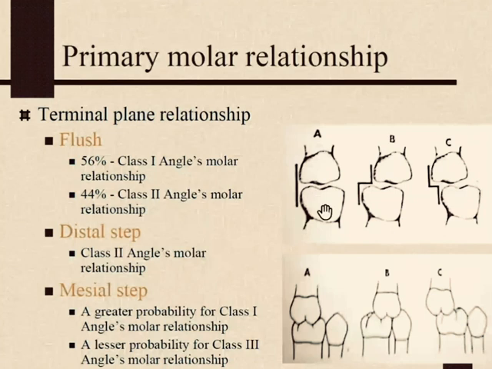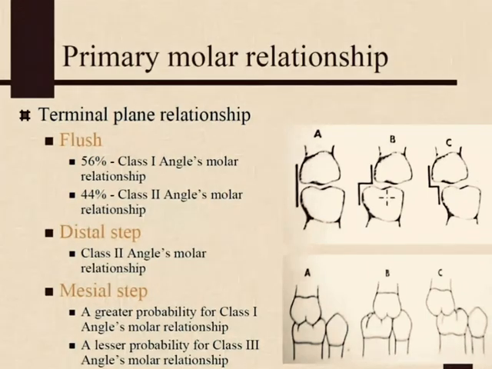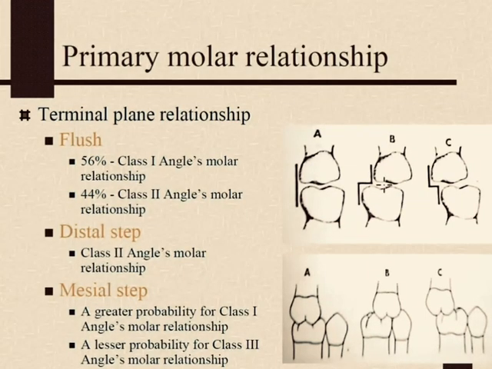Let's describe them first. This is a flush. Type number 2 is called the mesial step. In this terminal plane relationship, the distal surface of the mandibular deciduous molar is more mesial compared to the maxillary deciduous second molar. This is called a mesial step. I mention it because it is the most common.